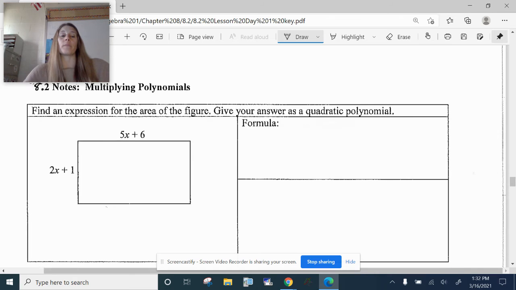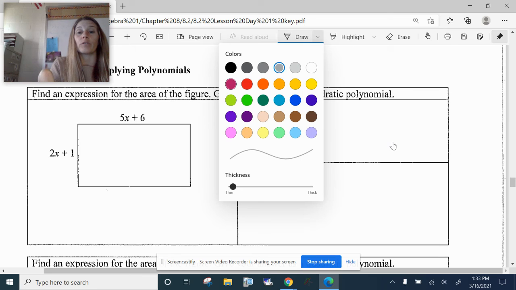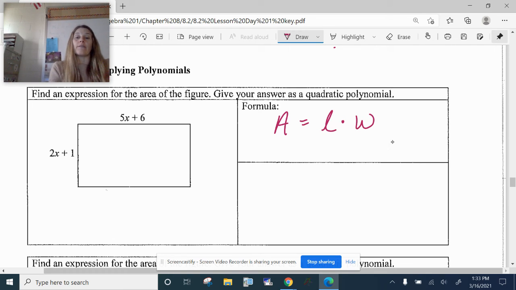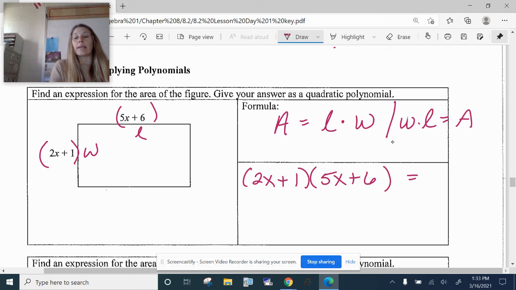All right, so sometimes we use multiplying polynomials to get expressions for answers or apply them to different things. So this is an example of a geometry problem that you might see next year. Now we know the formula for a rectangle is the length times the width. So in this case, if I need to find an expression for my area, I can do width times length equals area as well. I'm going to take my width and my length, multiply those together and simplify it as best I can, and that will be an expression to represent my area.